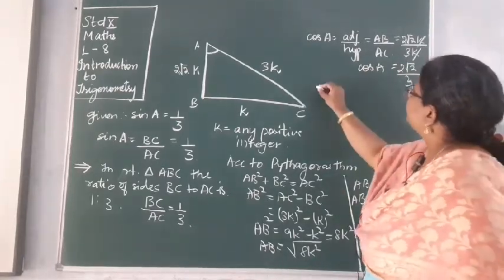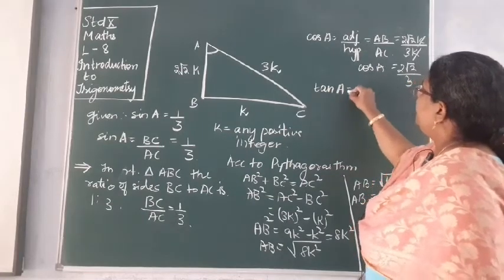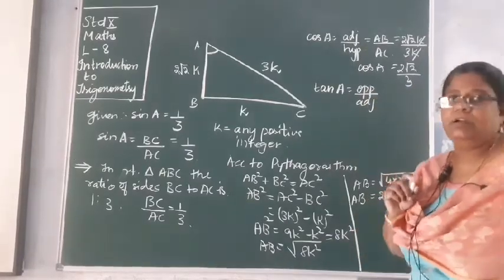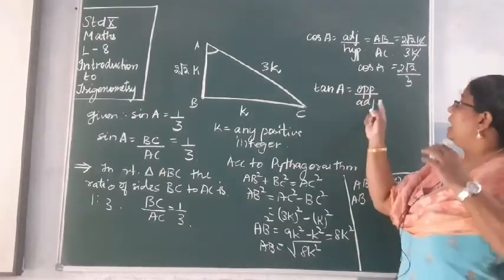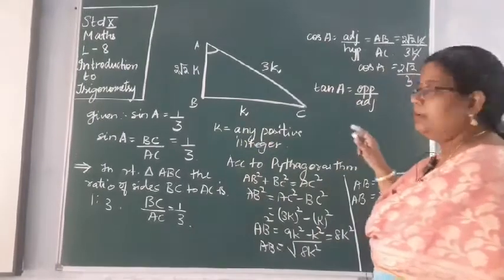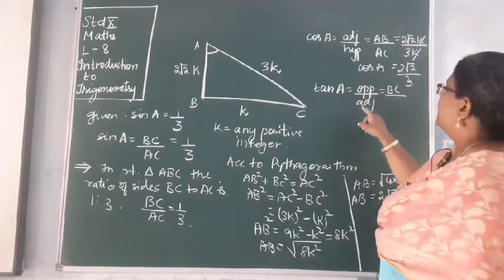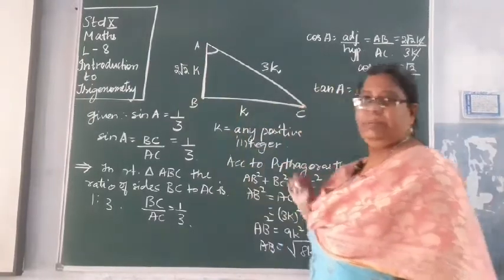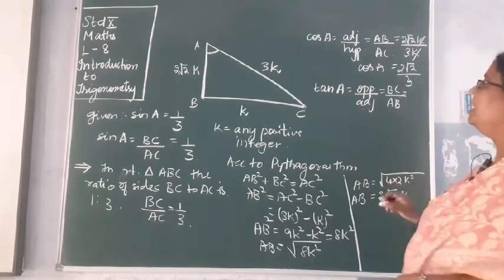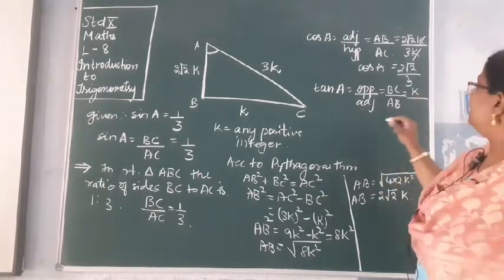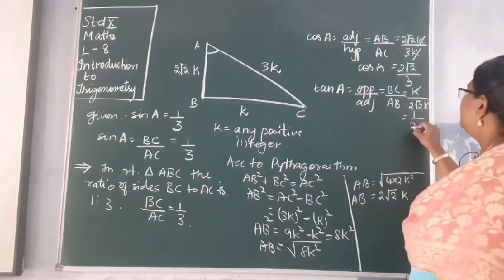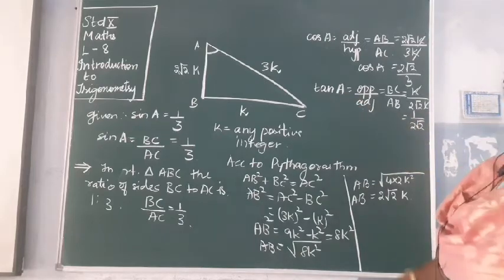Now what is your tan A? Tan A is, just you remember the ratio, opposite upon adjacent. ये बात याद रखिए. Opposite side to angle A and adjacent side to angle A. So what is the opposite side to angle A? It is BC. So that you write first BC, and adjacent side to angle A is your AB. So AB. ठीक है. Opposite BC का वैल्यू क्या है? It is K, and AB का वैल्यू क्या है? 2 root 2k. K cancels. You have 1 by 2 root 2. So that is the value for your tan.